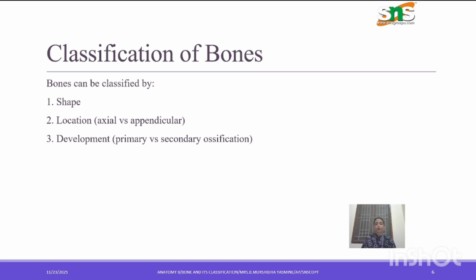The classification of the bone is based upon the shapes of the bone, the location where it is present, and how the bone was developed. So these are the three basic classifications of the bone.